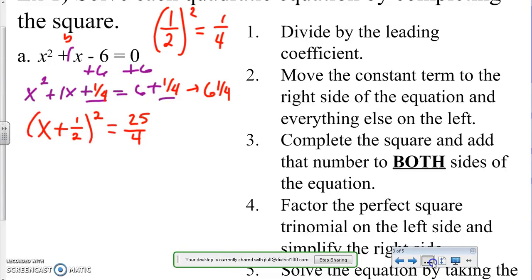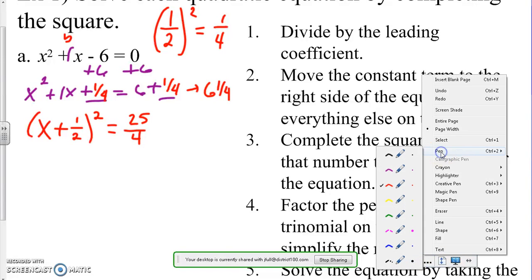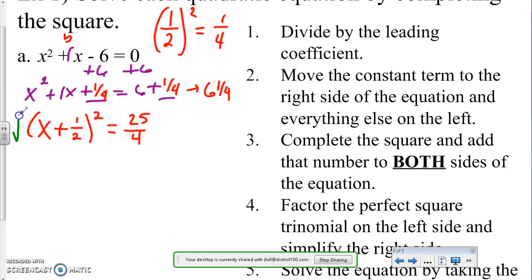Okay. After that, everything is the same. We're still going to take the square root of both sides. So I'm left with x plus 1/2. And we're still going to simplify the right side. So the square root of 25 is 5, and the square root of 4 is 2. And then we're going to subtract 1/2 from both sides.